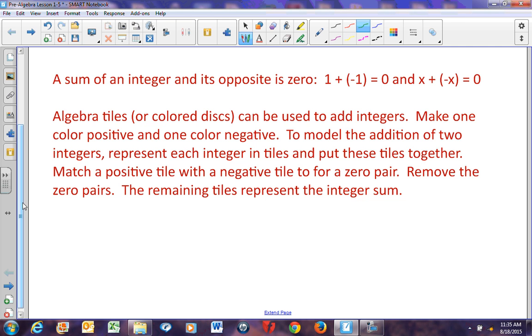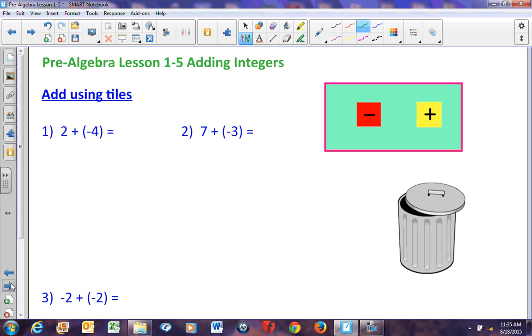Okay, so let's do that. I have my own tiles over here. If you would like, you can just use yellow for positive and red for negative using colored pencils. And that makes the tiles really well. Or if you want, you can just draw tiles. You can say this tile is positive and this tile is negative. That works too. Or if you'd like to use colors or shading, one means positive, one means negative. I don't care.